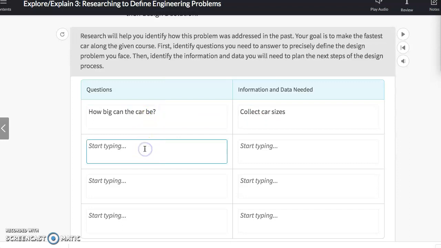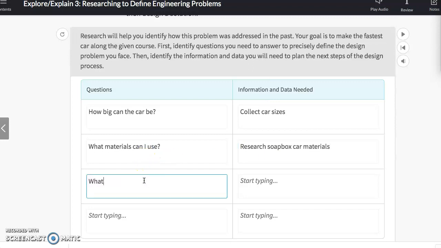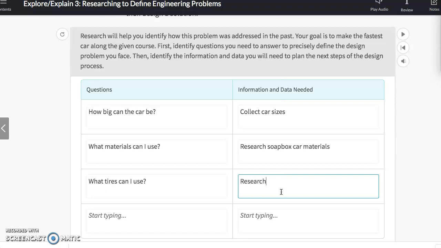What other questions might I have? What materials can I use? Research soapbox car materials. What tires can I use? Research soapbox tires that are light and fast.